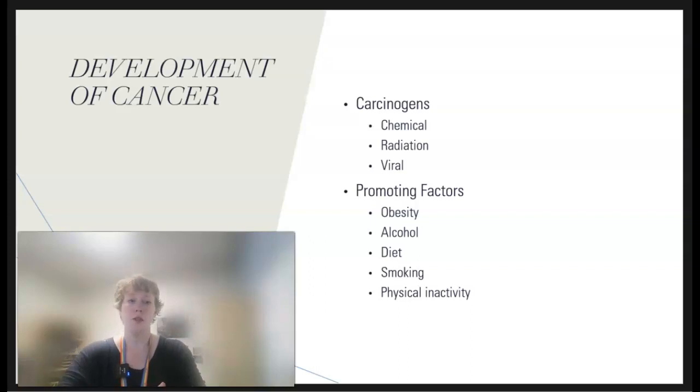So there's lots of different chemical carcinogens. There's radiation. Certain occupations are at risk for this, like radiology techs. This is also why we try and limit CAT scans for our patients. Viral carcinogens would be like Epstein-Barr virus. HIV can put patients at increased risk for different cancers. HPV, like we talked about, so human papillomavirus, puts patients at increased risk for certain cancers.